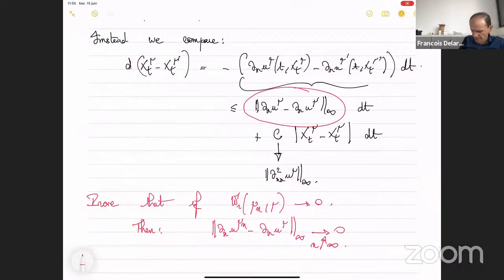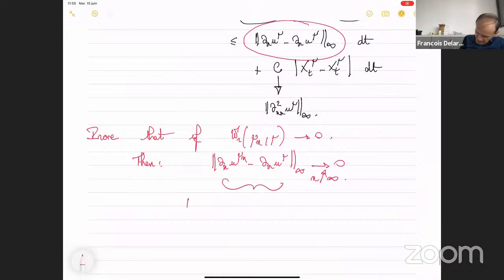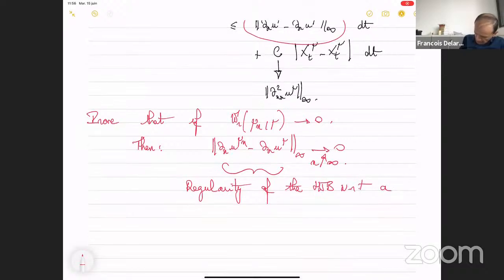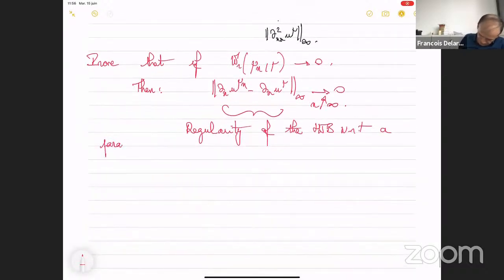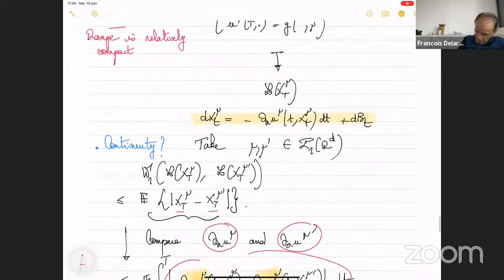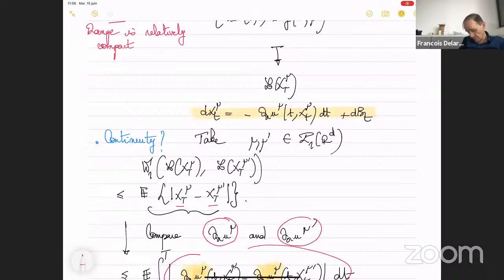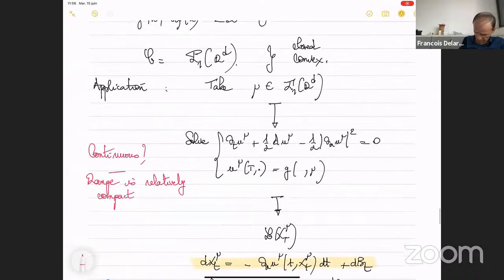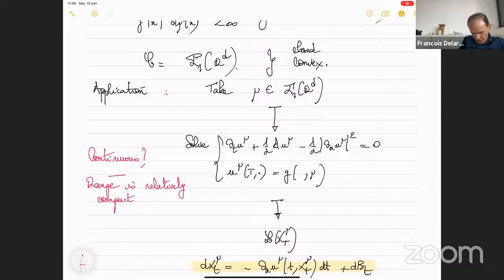So now this is mainly a question of regularity of the HJB equation with respect to a parameter. Okay, so here, this is for continuity. This is what we should do. So now this is a question of continuity of the solution of the PDE with respect to a parameter. I'm not going to discuss this in detail. I think it is better for you to have a look at the references that I gave you.